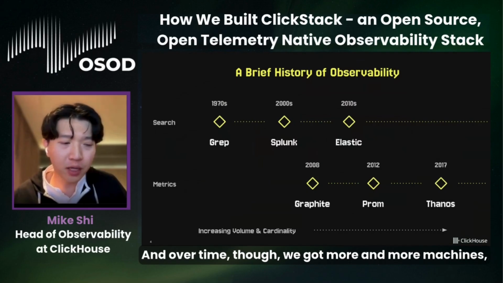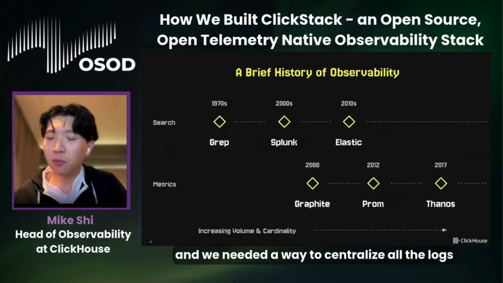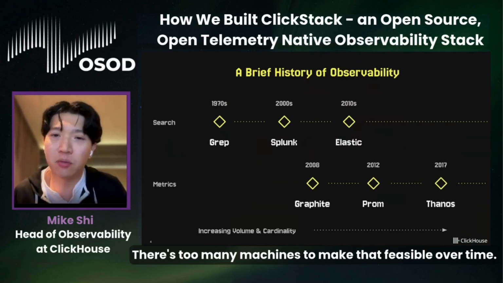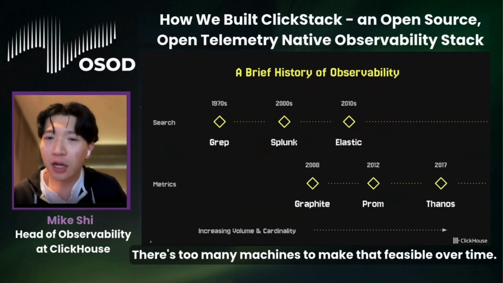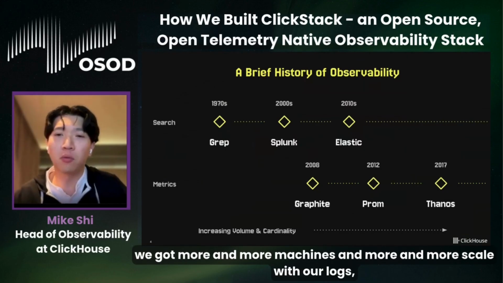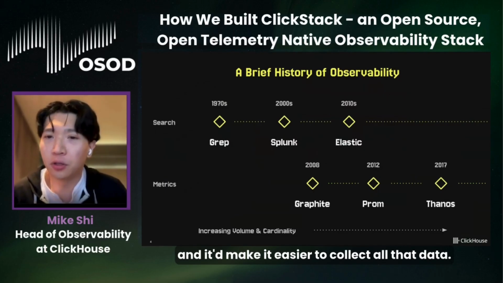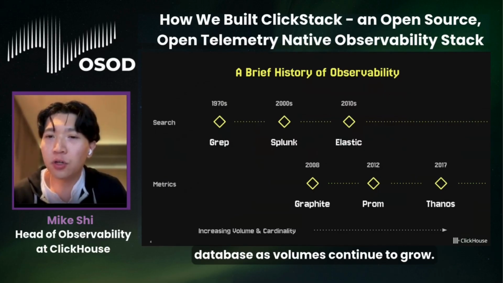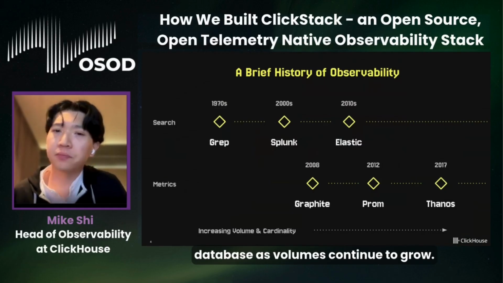Over time, though, we got more and more machines, and we needed a way to centralize all the logs into a single place because we couldn't just SSH everywhere anymore. There were just too many machines to make that feasible. So that's when Splunk was introduced. And evolving further, we got more and more machines and more scale with our logs, and to make it easier to collect all that data, Elastic was introduced as a search database as volumes continued to grow.